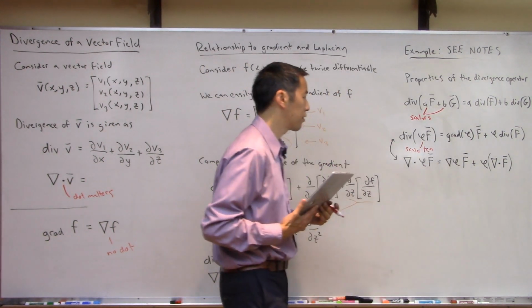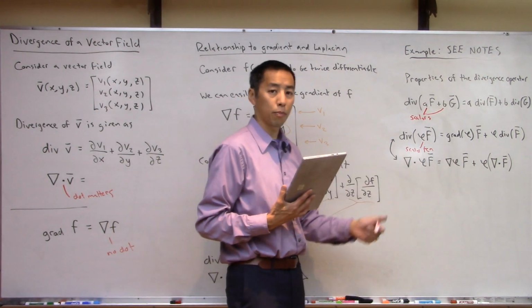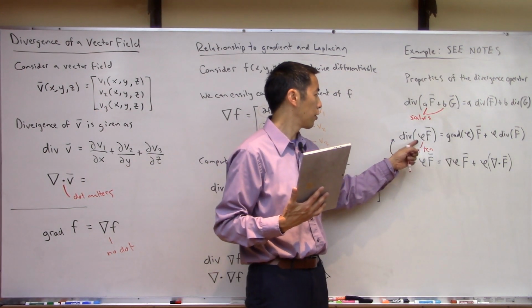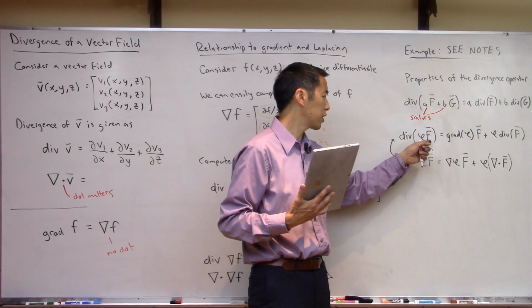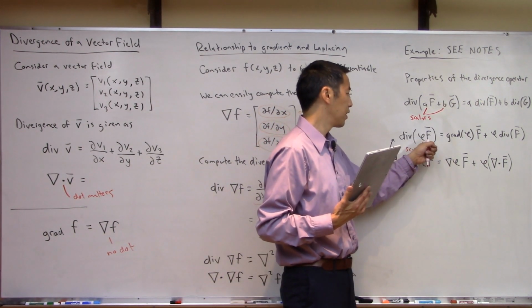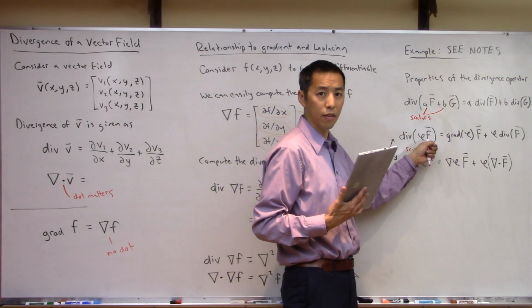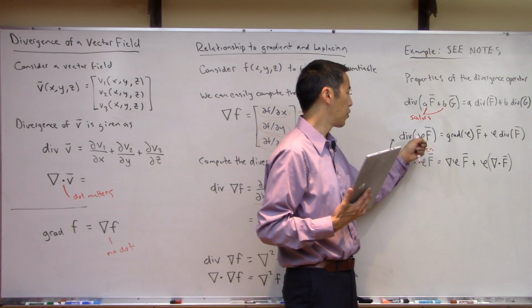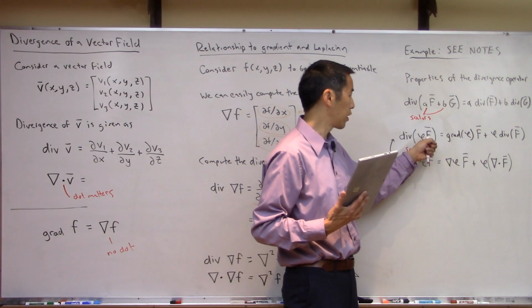Okay, so it's not just a constant number, right? So this is almost like the product rule. When you're taking the divergence of a product of two things, you first take the derivative of the first thing, multiply it by the second thing, add it to the first times the derivative of the second, right? It's like a product rule.